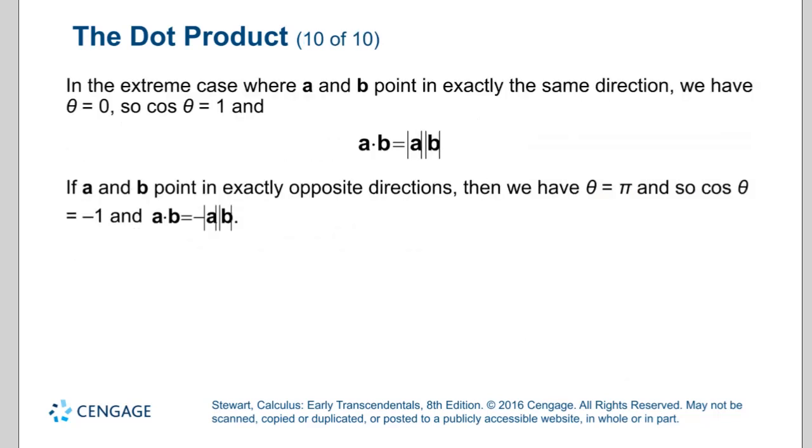There is also the extreme case where the cosine comes out to be 1. So the cosine of theta equals 1, and the dot product equals the magnitude of A times the magnitude of B. Then we have two vectors that are going in the exact same direction. If they're going in opposite directions, we are going to get negative 1.